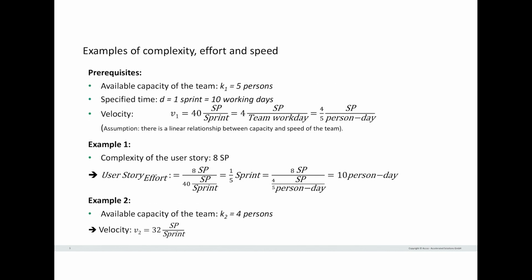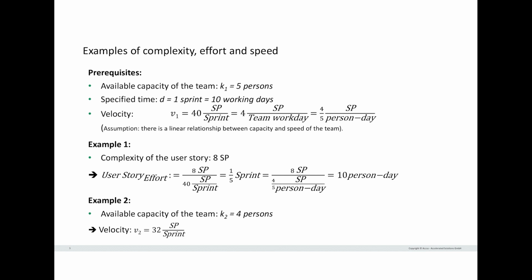We assume the following conditions. The team consists of 5 people. The specified time is one sprint, which comprises 2 weeks, that is 10 working days. The velocity is 40 story points per sprint, or 4 story points in 1 working day for the entire 5-person team, or 4/5 story points per person day.